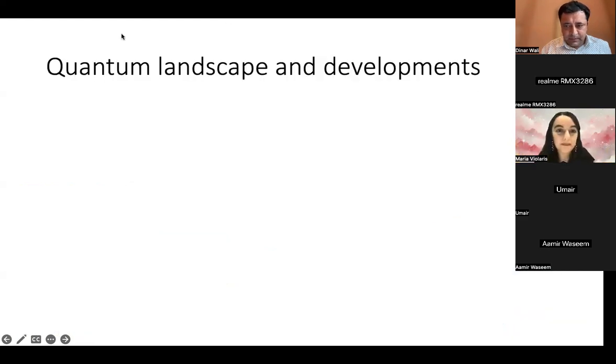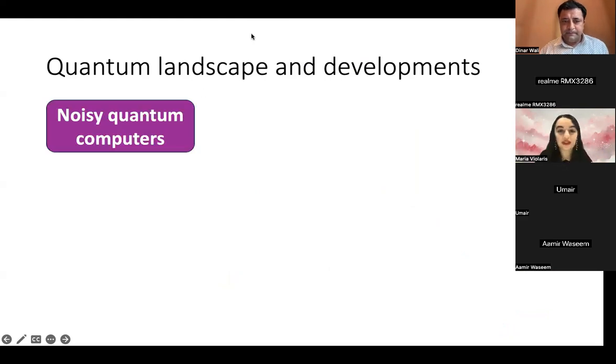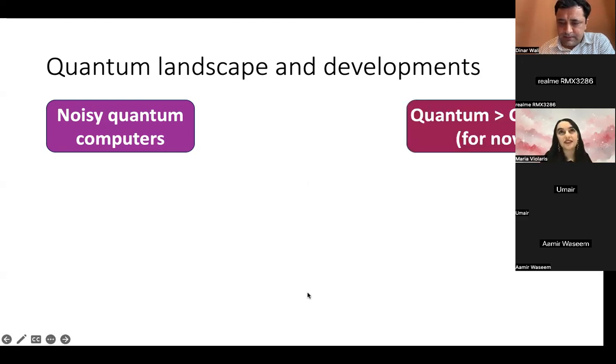So some aspects of the quantum landscape at the moment: right now we have noisy quantum computers. Using the various platforms I mentioned, we have quantum computers with a few qubits. They range from the tens to even 1,000, but they're all noisy. So that's the difficulty there. But we do actually have quantum computers right now.